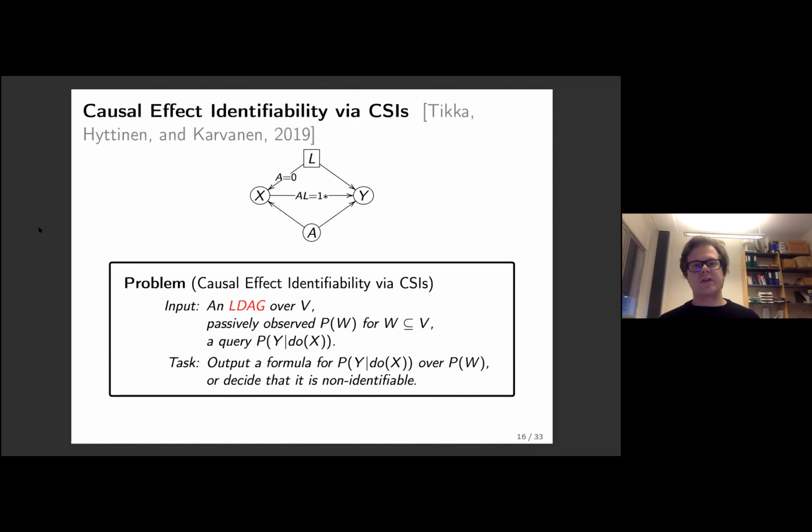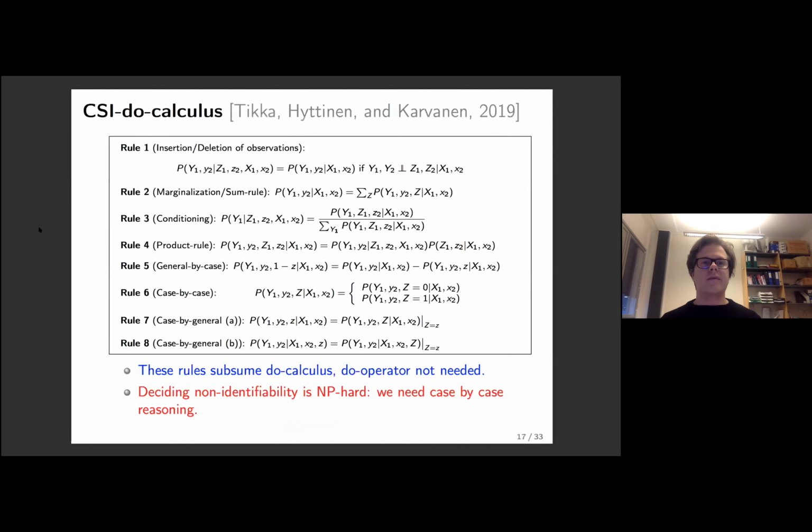So given this model, the causal effect identifiability problem turns into this. Instead of a DAG, you're given an LDAG, a DAG with the labels, and then you ask whether the causal effect is identifiable or not. In our paper, we developed a calculus that solves this problem to some extent, called the CSI-do calculus, which includes many rules that are given here.